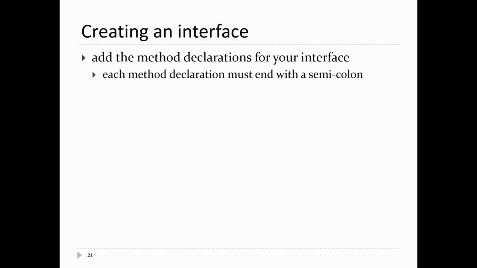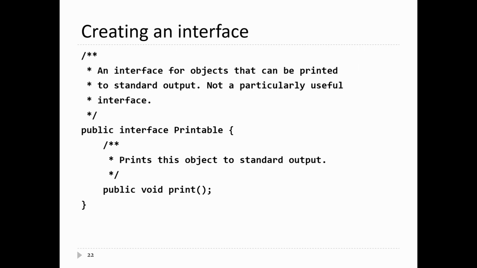So now you just add whatever methods you want. Each method ends in a semicolon. So here's my method print. It returns nothing. Print simply prints the object to standard output. And that's it. There's our Printable interface. Any class that implements Printable, someone can just call print and the object gets printed to the console.